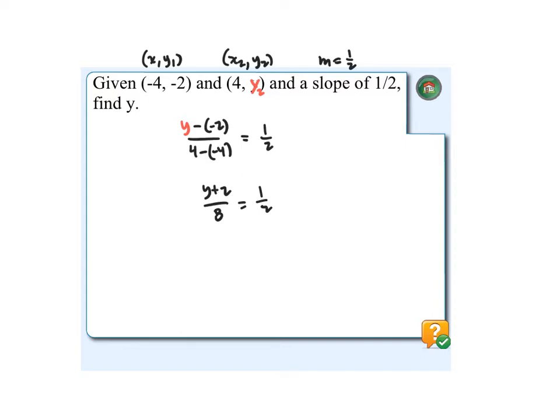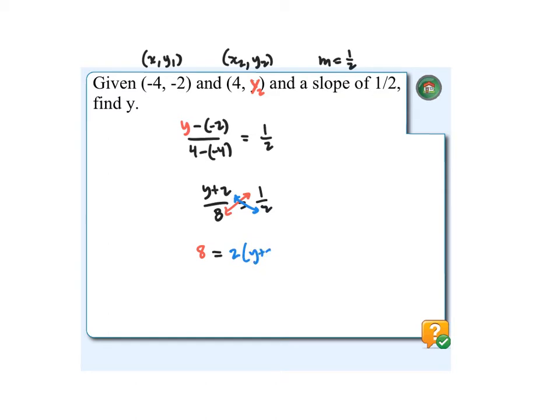Okay, another way that you could do this would be to cross multiply. If I cross multiply, that means I'd multiply 8 times 1, which gives me 8. And I multiply 2 times y plus 2.